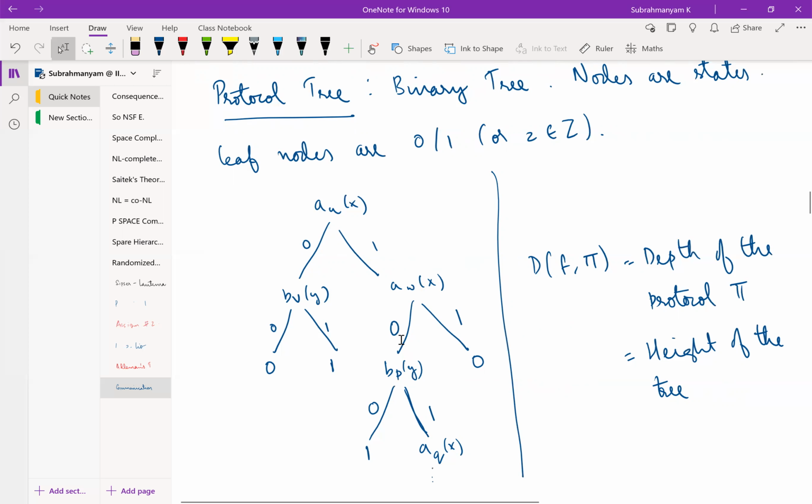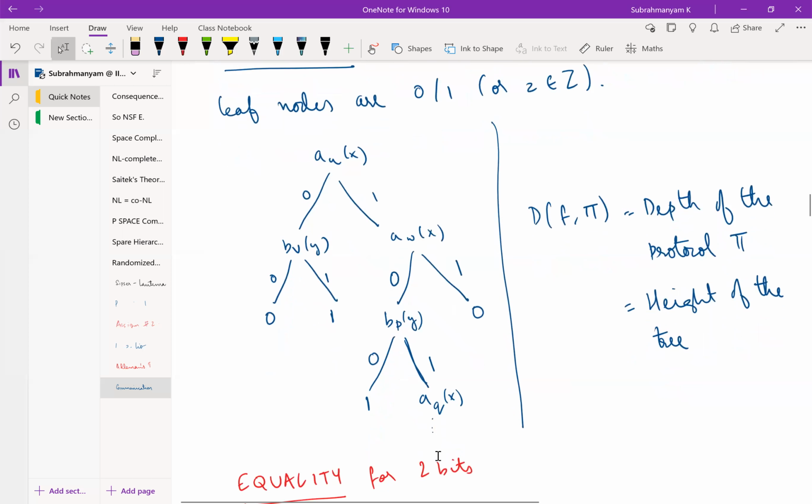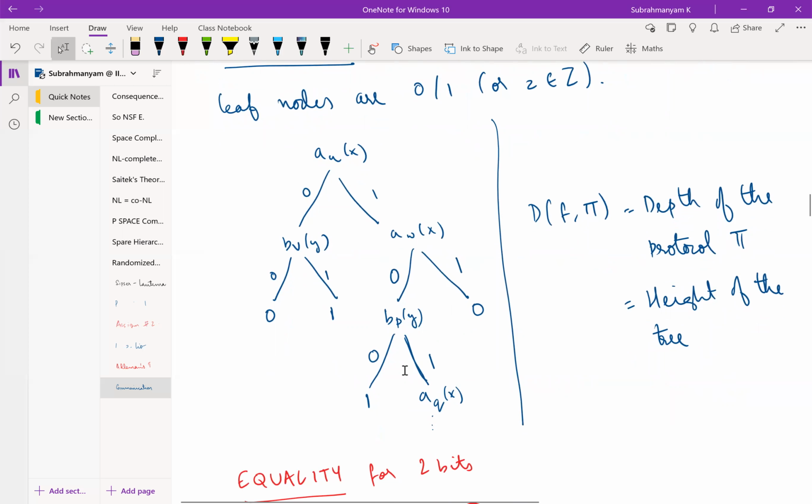Now Alice again sends. Let's say if she comes this way, Alice computes another function A(w) and sends a zero. Bob sends another function. The labels of the leaves indicate the computed value: this one indicates they computed the function to be zero, this indicates they computed the function to be one. A(q) means again Alice is going to send something. Again, this tree is not done. This is for a specific protocol. We will see some of the protocols that we have seen.